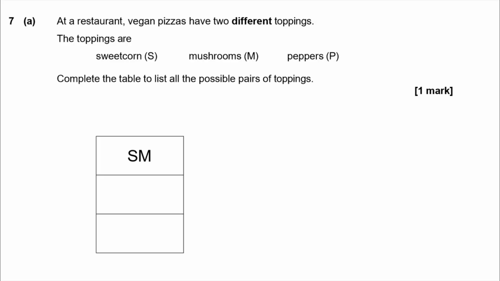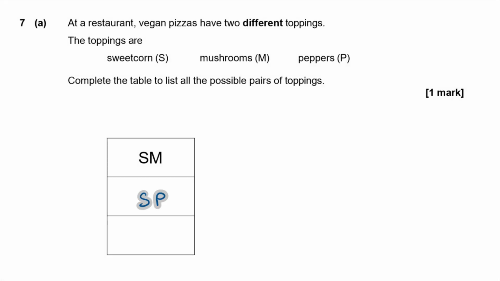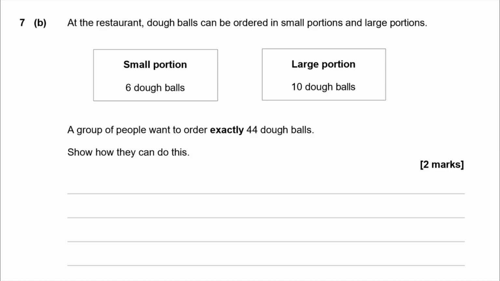Question 7a. At a restaurant, vegan pizzas have 2 different toppings. The toppings are sweet corn, mushrooms, peppers. Complete the table to list all the possible pairs of toppings. Well, they've already got sweet corn and mushroom there, so I guess you can have sweet corn and peppers, or you could have mushrooms and peppers, couldn't you, I guess? Mushrooms and peppers.